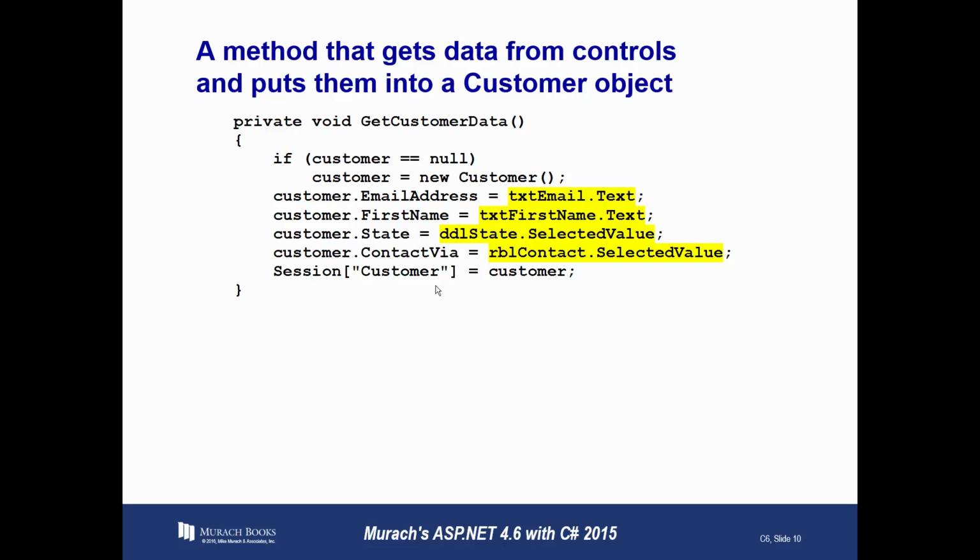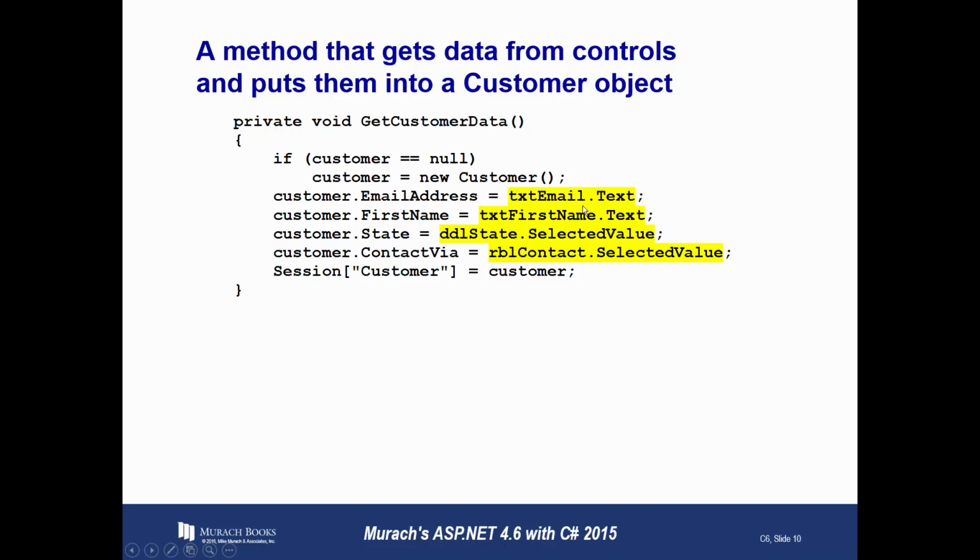This is a method, it says, that gets data from controls and puts them into customer objects, into a customer object. What does that mean? That means that I would create some kind of an object called customer, all right? And it would have an email address, a first name, a state, and some kind of contact info.